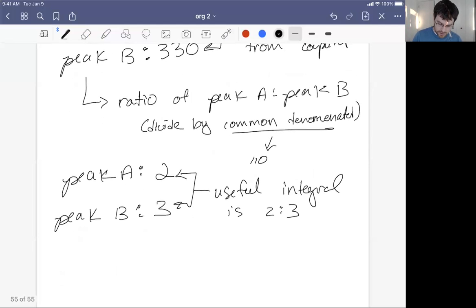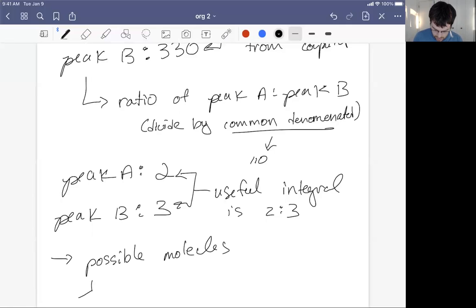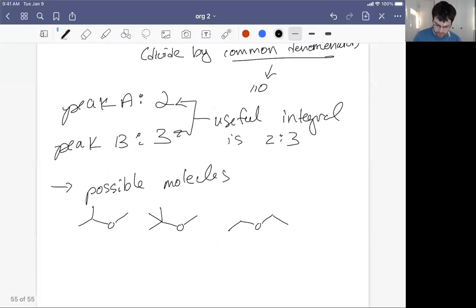Okay, so what could this correspond to? So you've got some possible molecules. Let's say the possible molecules are like these few, for instance. Well, let's make it this. Well, that doesn't work. Okay, we'll keep that. All right, so these are the possible molecules.